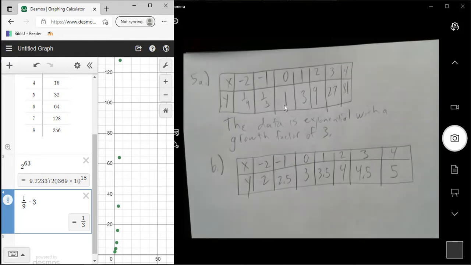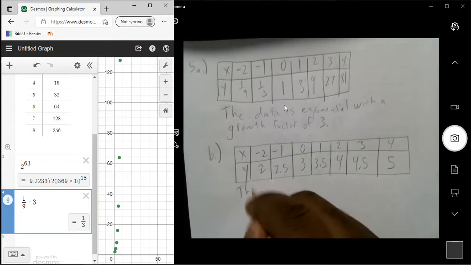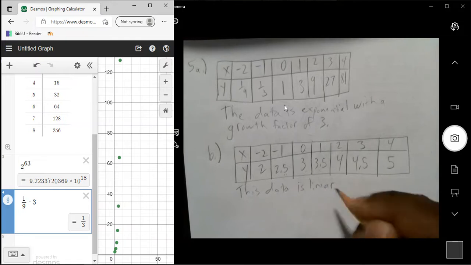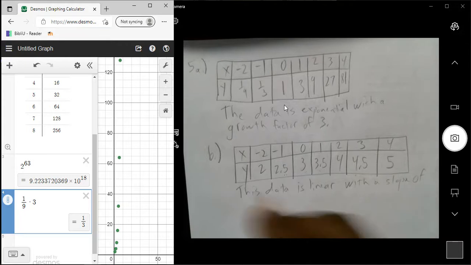Now remember, I always start out with linear because to me it's easier to add or subtract as opposed to multiplying or dividing. So with that being the case, to go from 2 to 2.5, we're adding 0.5. If we add another 0.5, that'll give us 3. Another 0.5, that'll give us 3.5, and so on. All of these work by adding 0.5. So this data is linear with a slope of 0.5.